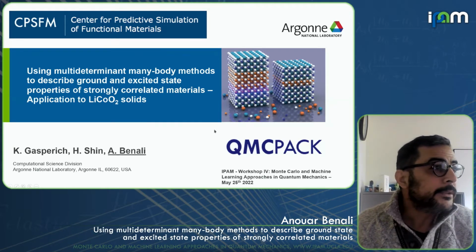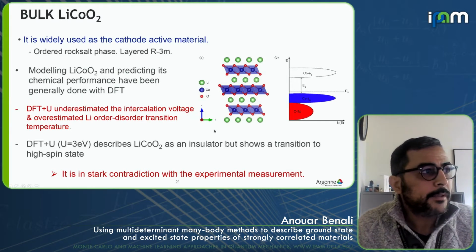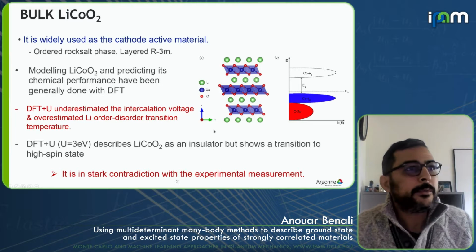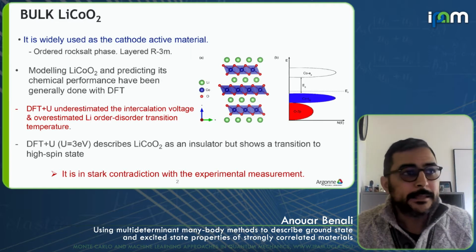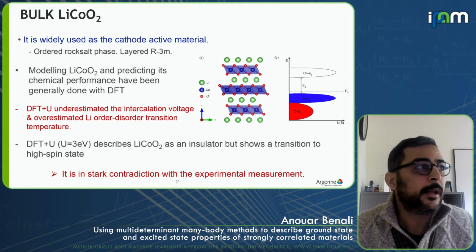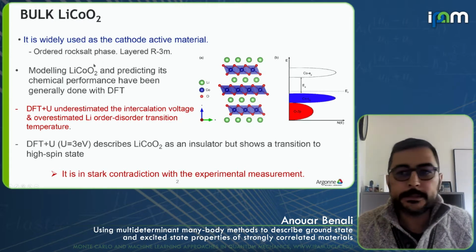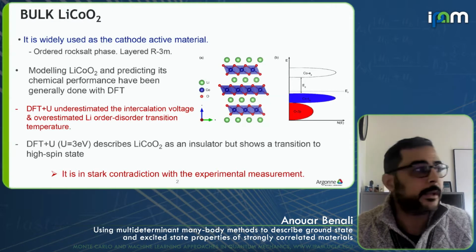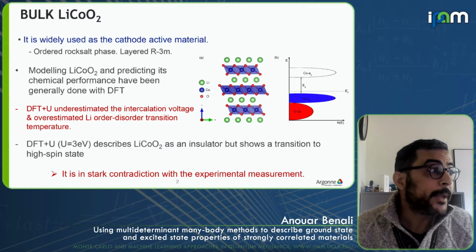So the problem that I want to use as an application problem to try to understand a little bit what we can access and what we can do with the quantum Monte Carlo method is lithium cobalt dioxide. This is a very old material, and it has been widely used as a cathode active material. It's fairly common, and its structure is fairly well understood. It's an ordered rock-salt phase. And basically, DFT or DFT+U has been very successful at describing its properties and also at predicting the band gap.